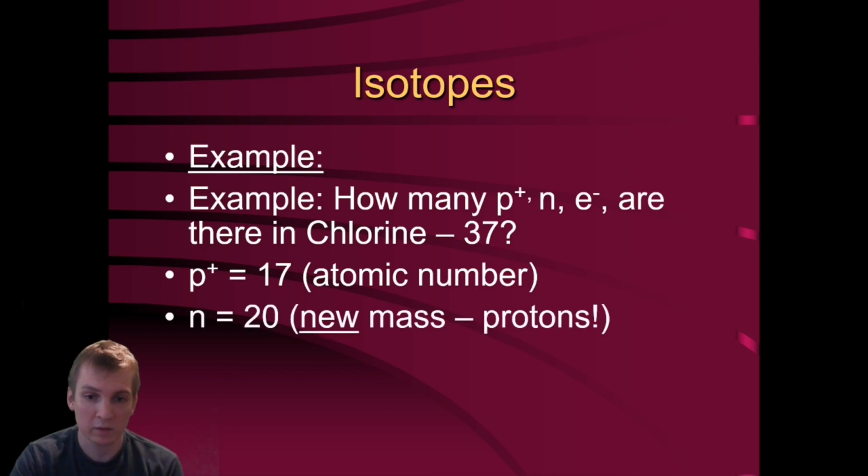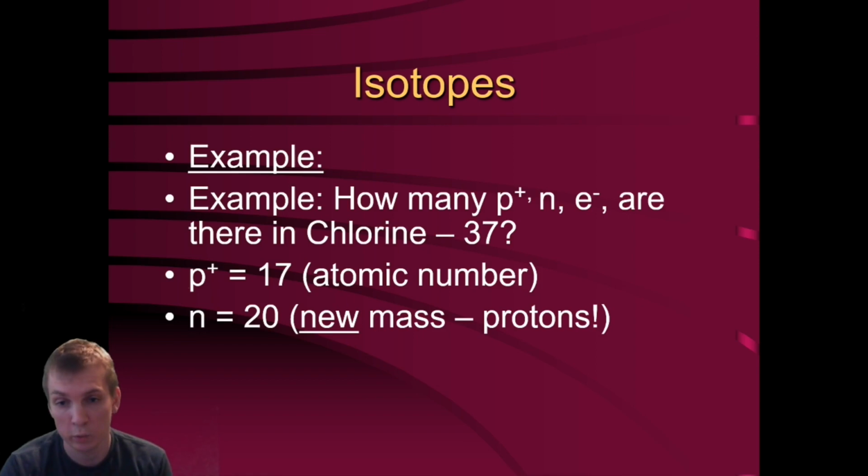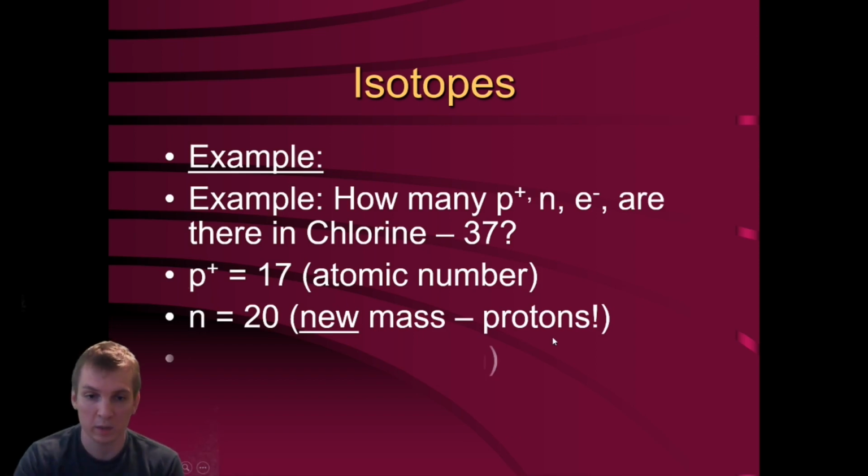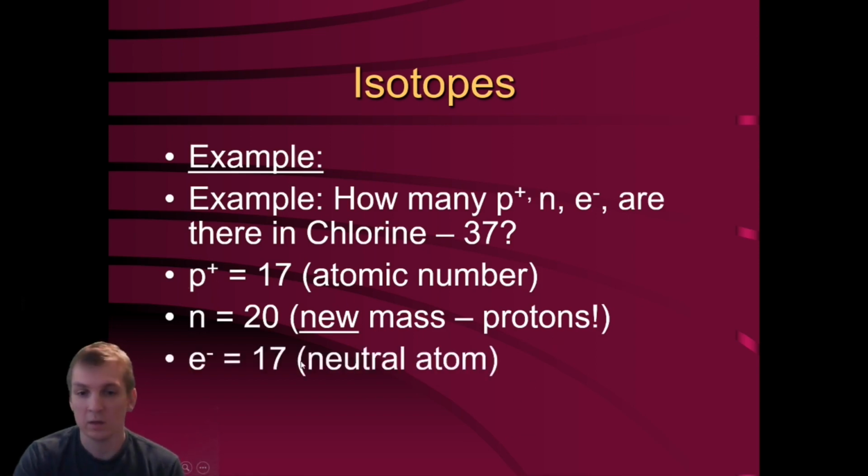The number of neutrons, well, that's got to be 20 because 17 of this 37 is the protons, and the remainder has to be whatever neutrons you have left. So 37 minus the 17 protons leaves me with 20 neutrons. So it's the mass minus the protons. And then finally electrons, 17, because the number of protons and the number of electrons typically is going to be the same.